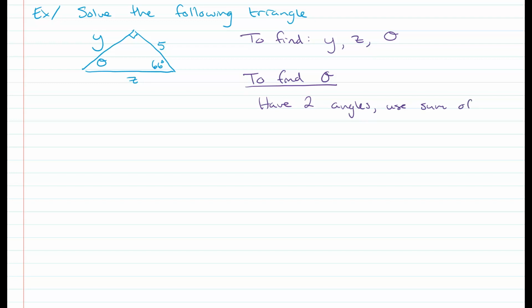So I'm going to use the fact that all angles in a triangle add to 180. The sum of angles rule. So 90 plus 66 plus theta equals 180 degrees. I'm going to put together things that I can. So 90 plus 66 is 156. And I'm going to subtract 156 from both sides to get theta by itself. And I find that theta is 24 degrees.